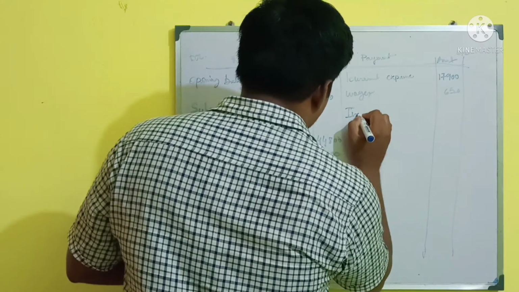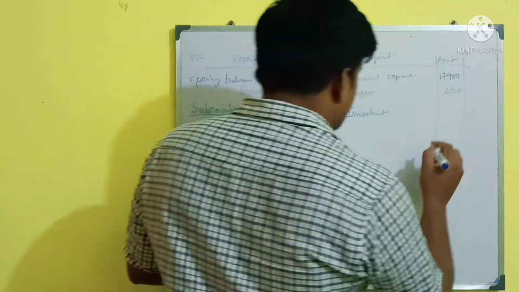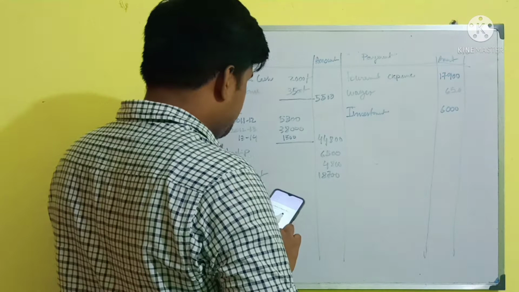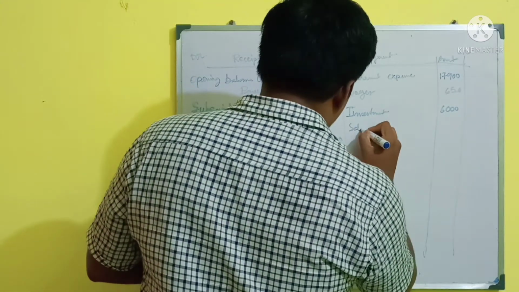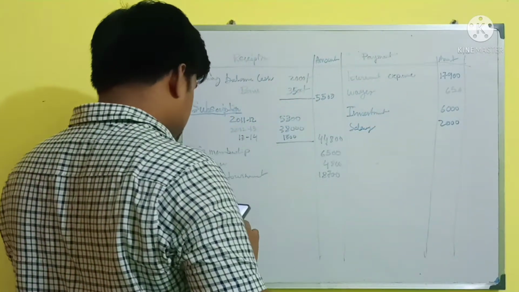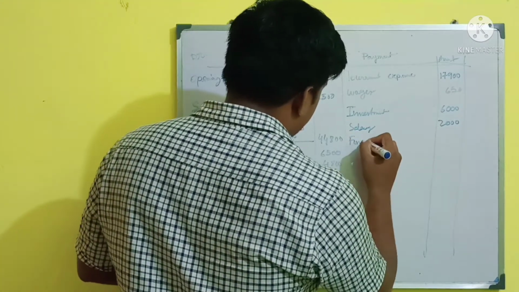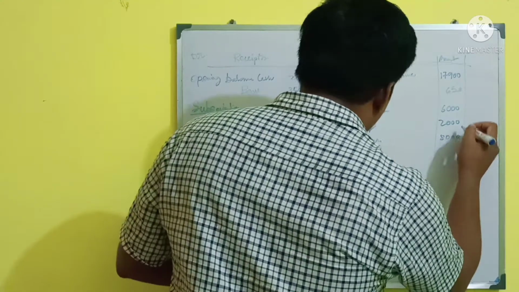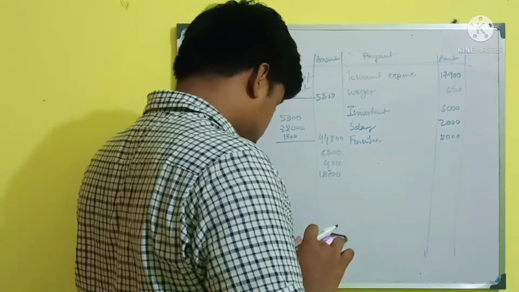Investment rupees 6,000. And salary paid by check rupees 2,000. And furniture purchased rupees 8,000. रुपीज 8,000. अब सबको टोटल करके देखती हूँ टोटल कैसे हुआ है.